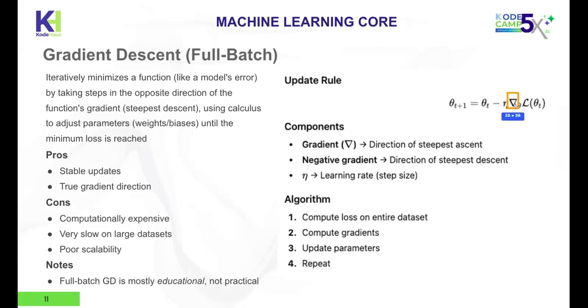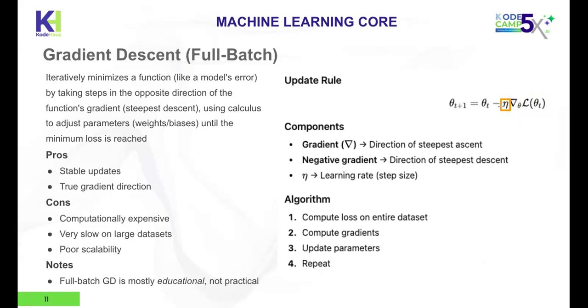This symbol, this upside down triangle, is the uppercase Greek alphabet delta. So it just means the aggregate of all the gradients for this loss function. That is what you do. You take the gradient of the loss function and you multiply by nu. Nu is the learning rate.